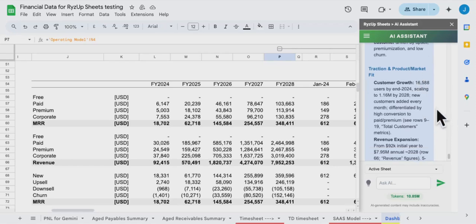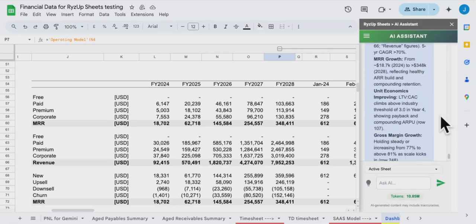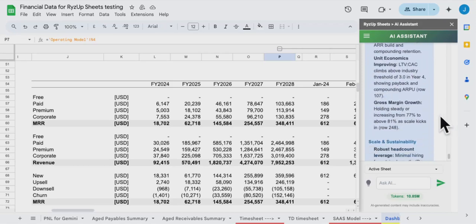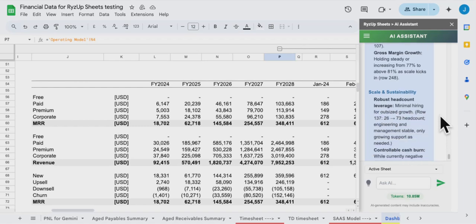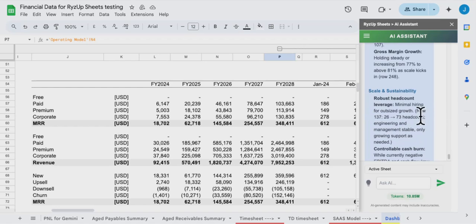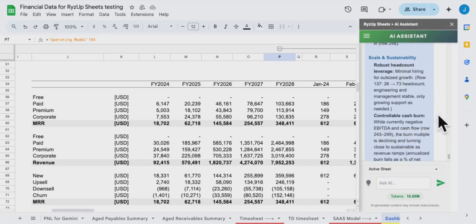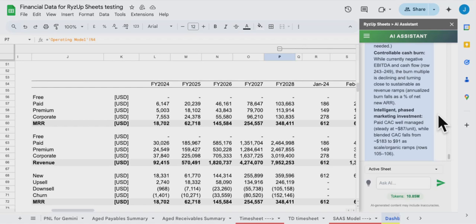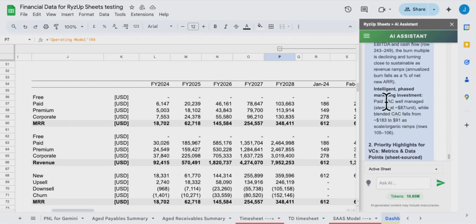It starts with the customer growth, revenue expansion, MRR growth, unit economics are improving, gross margin is growing. Then the next point it takes up is scale and sustainability in terms of robust headcount leverage. Minimum hiring has happened for the expansion in the growth. It has only gone from 26 to 73 while the revenue has scaled multiple folds. Controllable cash burn, intelligent phased marketing investments. It talks about the customer acquisition cost and other key metrics here.